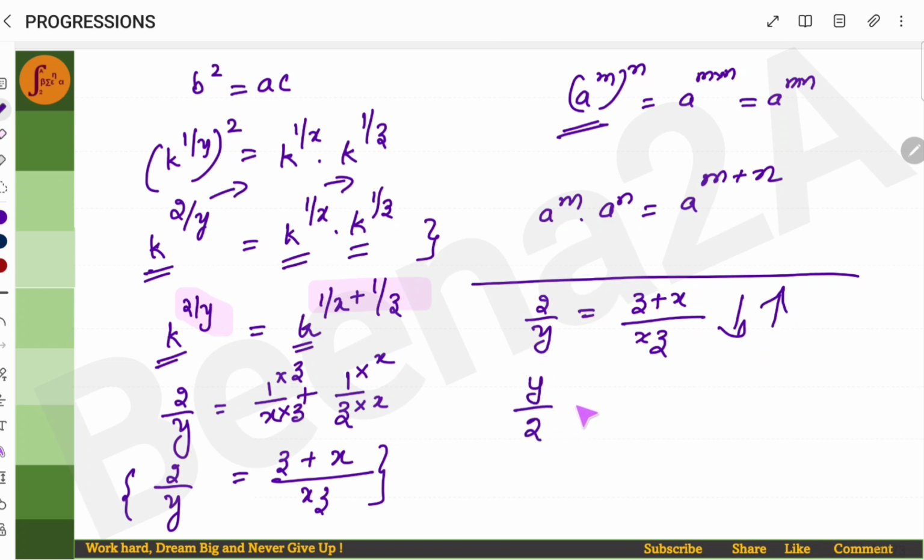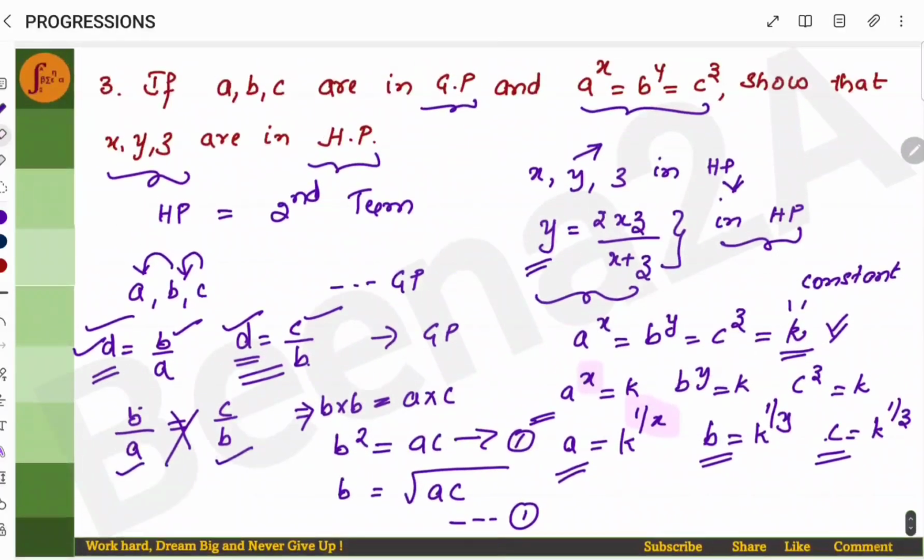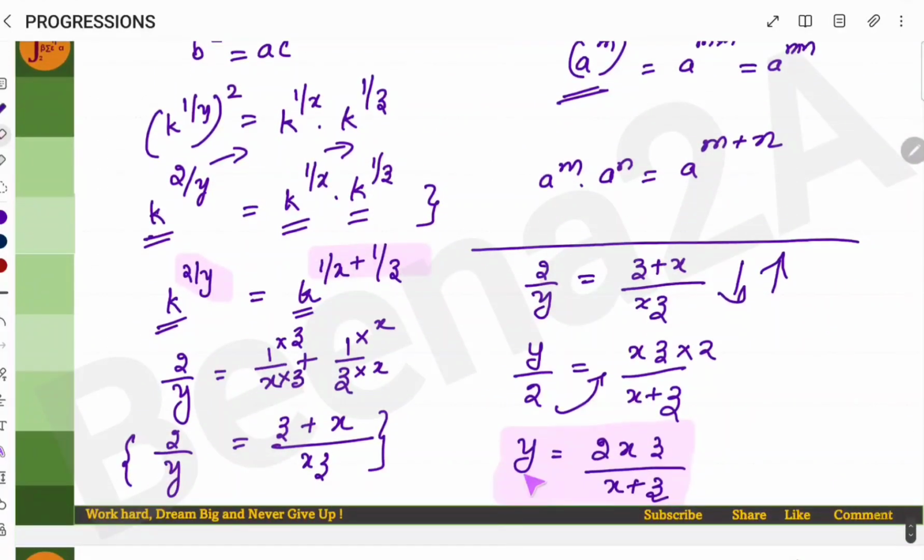So I'll make this y by 2 is equal to xz by x plus z. Now I'll shift 2 here, so it will get multiplied by 2. So y is equal to 2 into x into z by x plus z. Now this is what we need to prove, that this is in HP, right? What was the rule? We have to prove that y is equal to 2xz by x plus z. So we got this. Therefore x, y, z are in HP.